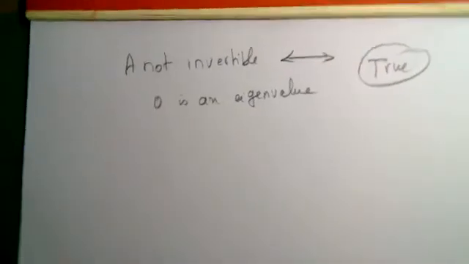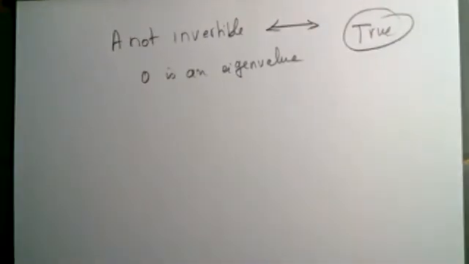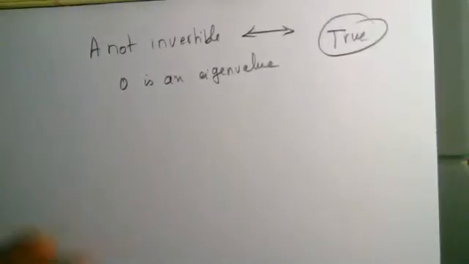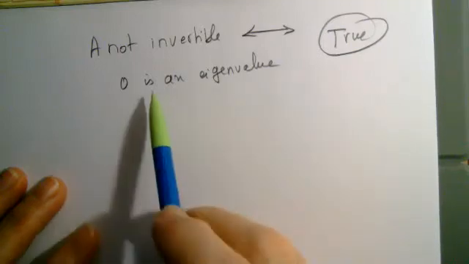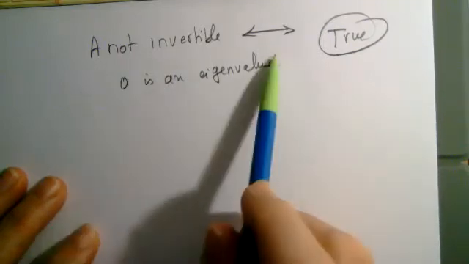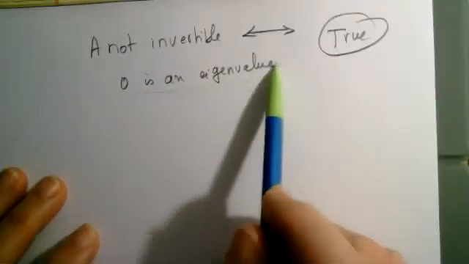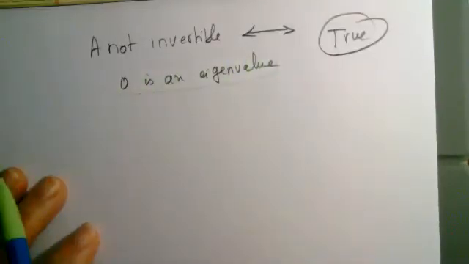Somebody tell me it's true, and we need to interact with that. Any input? Try to make sense out of this. What does it mean for 0 to be an eigenvalue? This would help us a little bit.